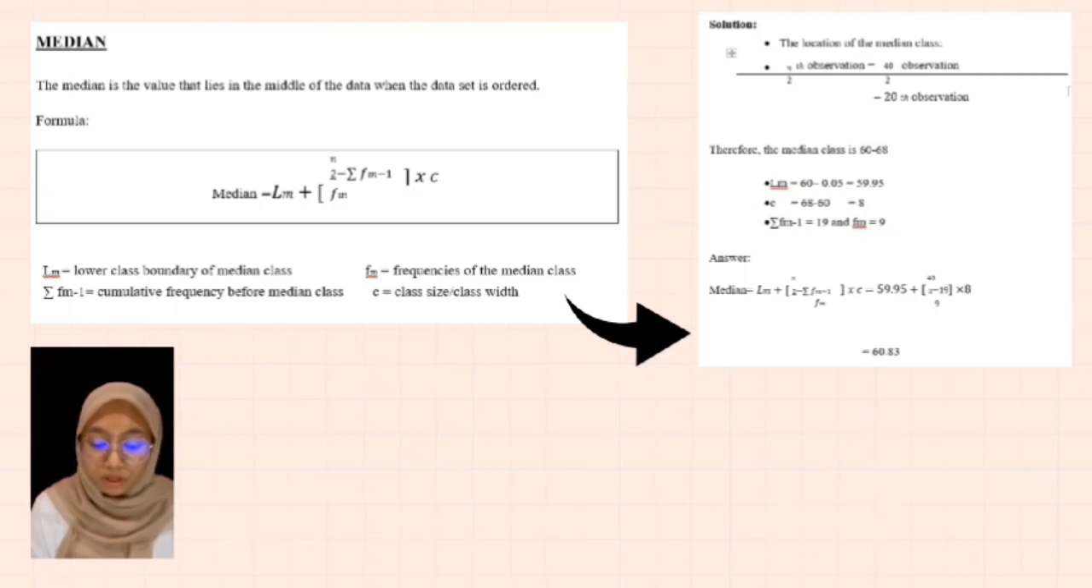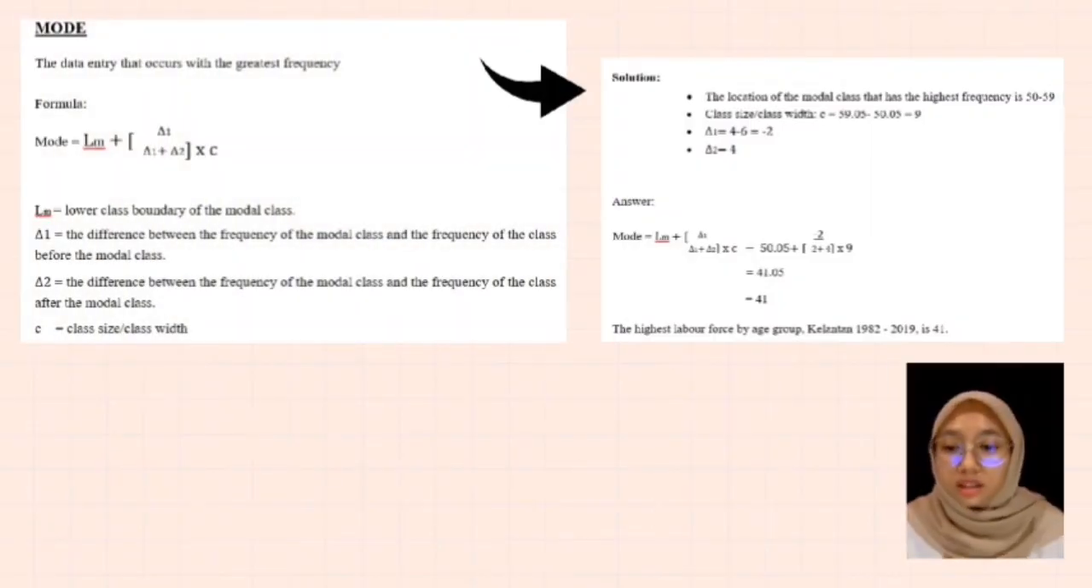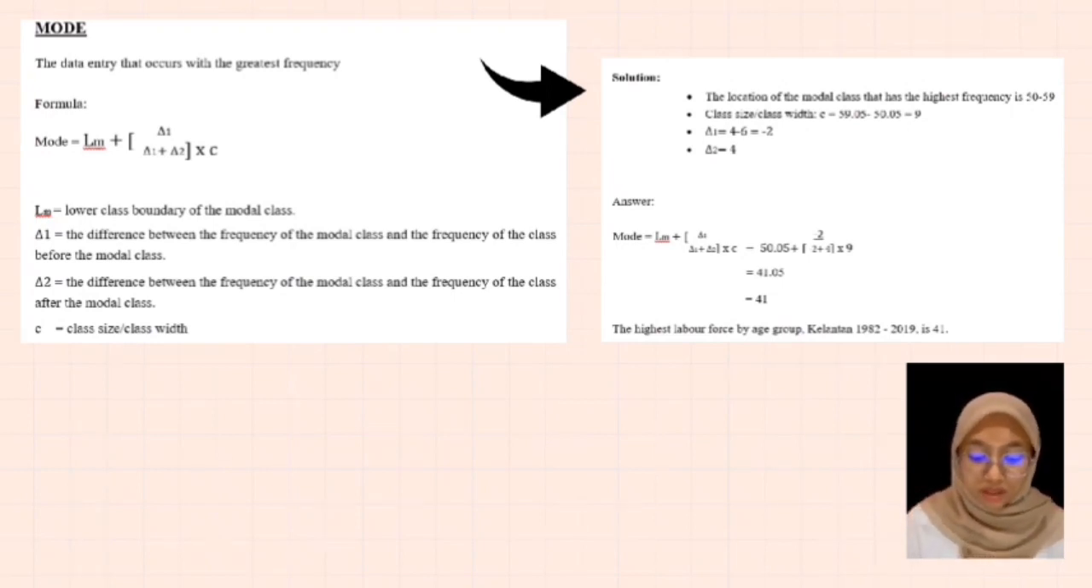The total is 60.833. The last is mode, the data entry that occurs with the greatest frequency. This is the formula of mode. For example, the location of the modal class that has the highest frequency is 50 until 59. Class size is 59.05 minus 50.05 equal 9.